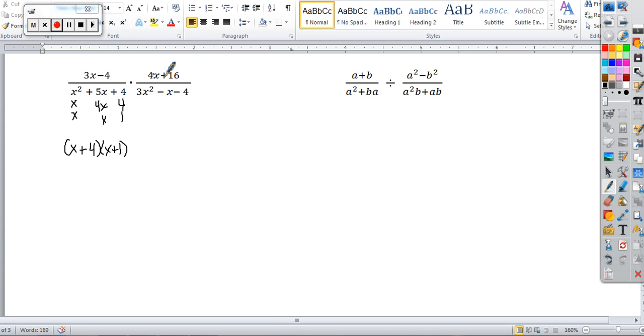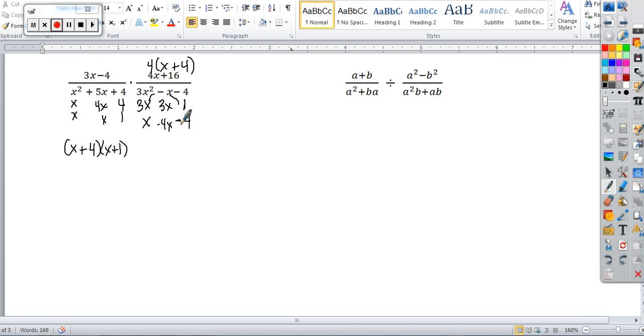Over here in this numerator, we can factor this out. That would give us 4 times x plus 4. And then down here we have to factor as well. Here we have the factors of 3, so that's 3x and 1x. And over here we have the factors of 4. So we can either use 2 and 2, or we can use 4 and 1, or 1 and 4. We're trying to equal negative 1. I'm going to choose 1 and negative 4. Now this is why. Because that equals 3x and that equals negative 4x. And when you add those together, you get negative x.